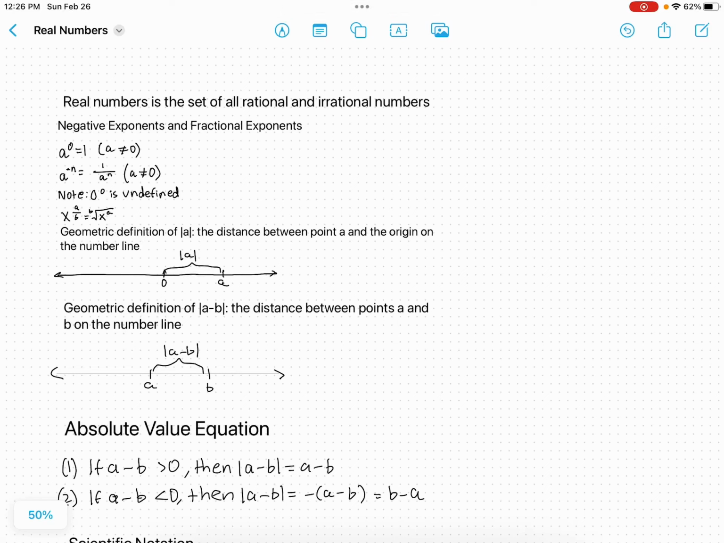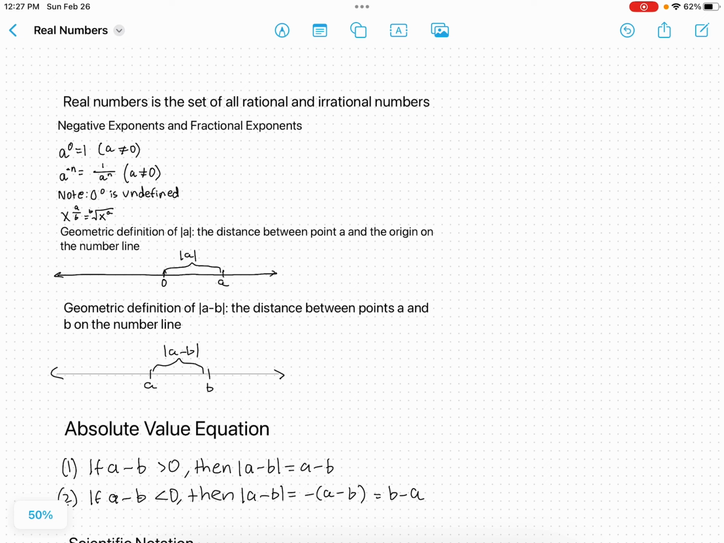In this video, I will be discussing formulas, definitions, and concepts in real numbers. Real numbers is the set of all rational and irrational numbers, negative exponents, and fractional exponent in real numbers. A to the power of 0 equals 1, where a is not equal to 0.